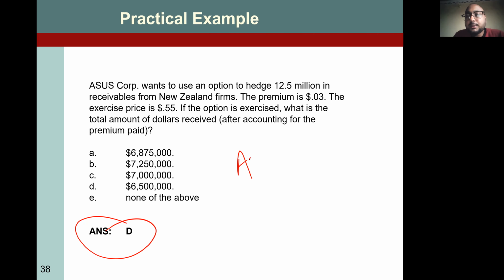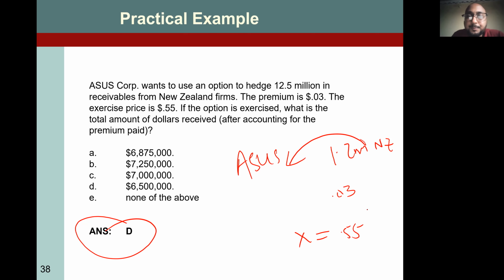So ASUS Corporation is receiving 1.2 million New Zealand currency. The premium is 0.03 and the exercise price is 0.55. If the option is exercised, what is the total amount of dollar received? Remember, if the question is silent, make your analysis based on call option. Otherwise, they will give you a put option.